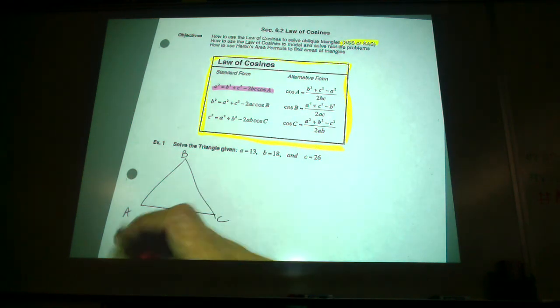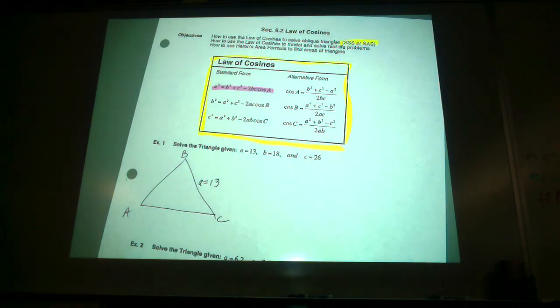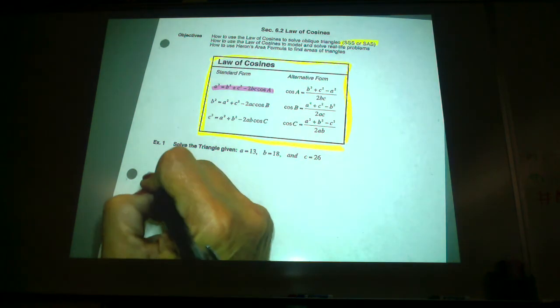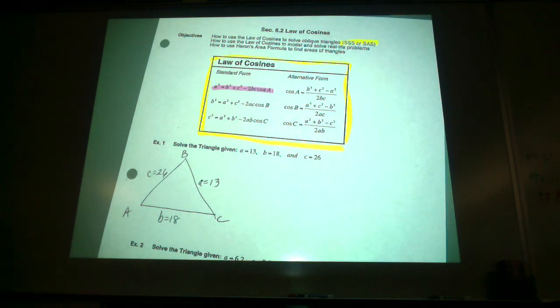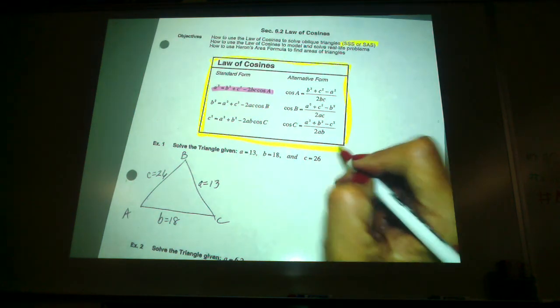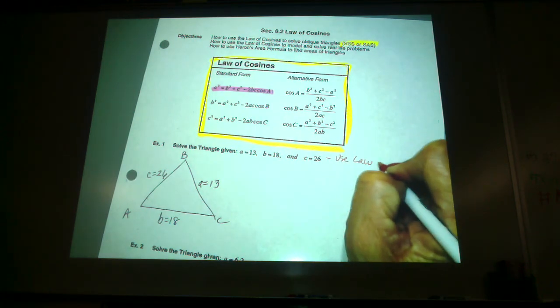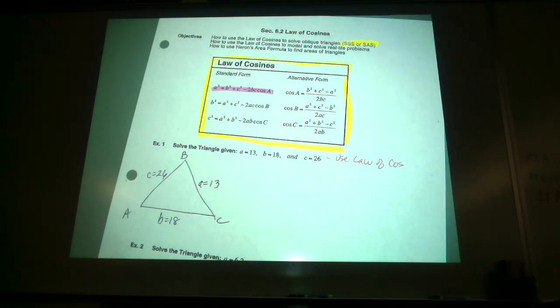I've been given A, and if I were you, I would actually write A equals 13, because when you put these into the formulas, you're going to forget which one is which and put them in the wrong place. So if you identify it, you won't have to worry about it. Across from angle B is side B equals 18, and across from angle C, C equals 26. Because I do not have an angle across from any of the sides, and I have no ability to find these angles without the law of cosines or law of sines, then I'm definitely using law of cosines. So that's the first determination that I have to make.